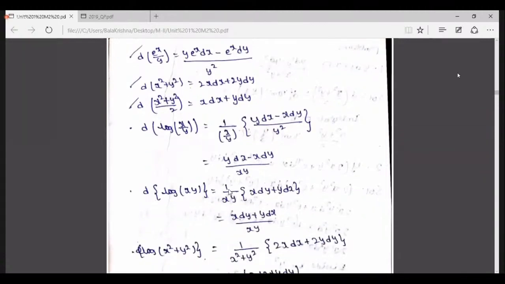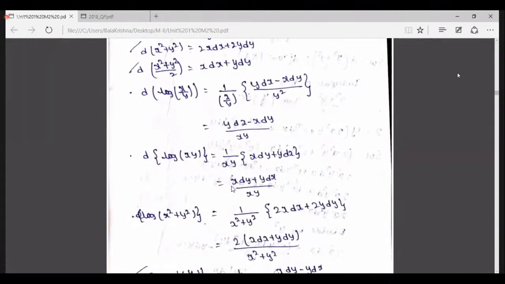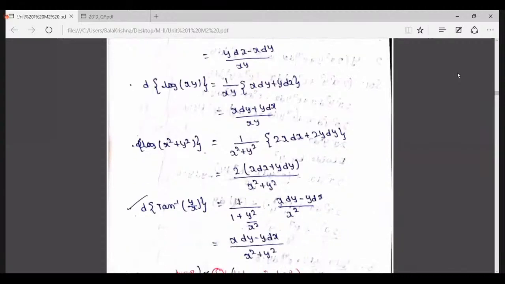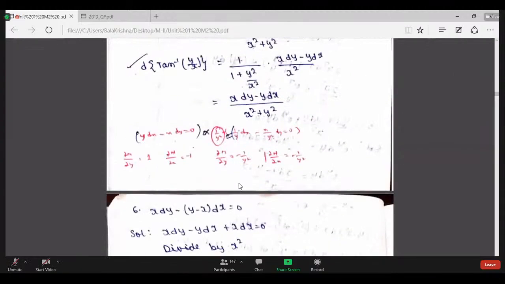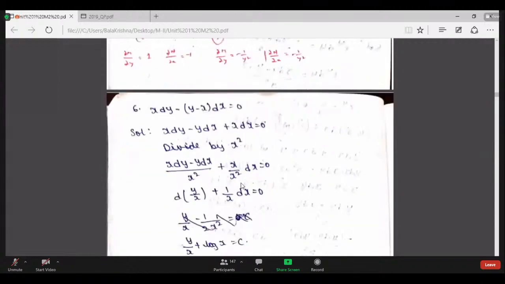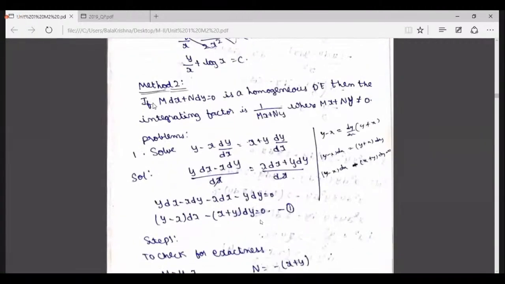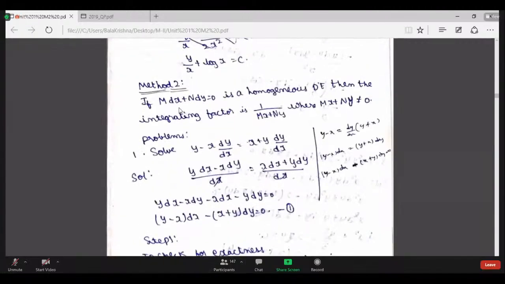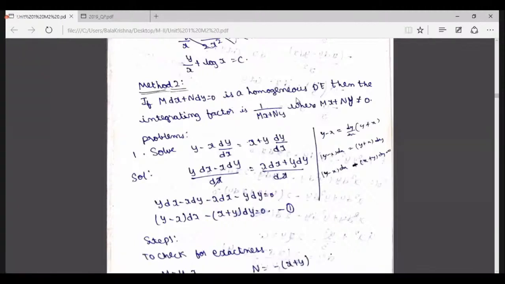Okay, so basically for a 5 marks question we generally will not have a problem based on this first method. That is the reason I'm skipping this one. I'll be going for the second one. That is, if m dx plus n dy is a non-exact differential equation and if it is in homogeneous form, then its integrating factor is given by 1 by mx plus ny, where mx plus ny is not equal to 0.